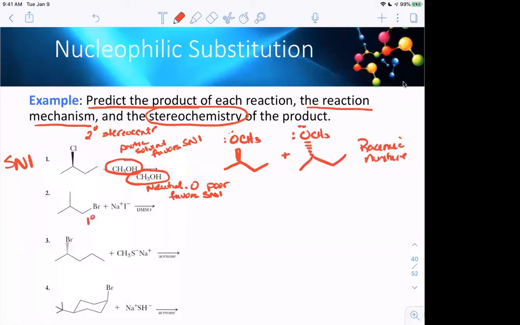Primary alkyl halide, really good nucleophile, aprotic solvent, that all favors SN2. There's no stereochemistry there. So all I have to do is replace the bromide with the iodide. This is the nucleophile, the I minus. Boom, I'm done. Okay.